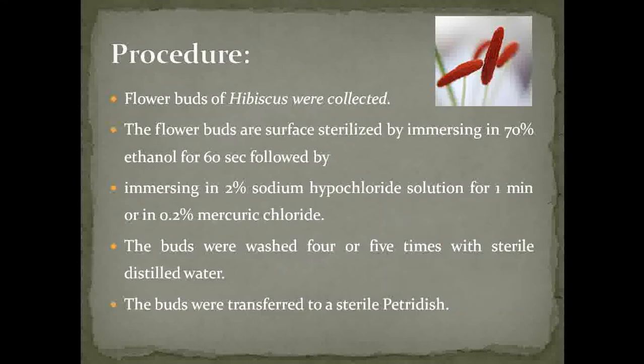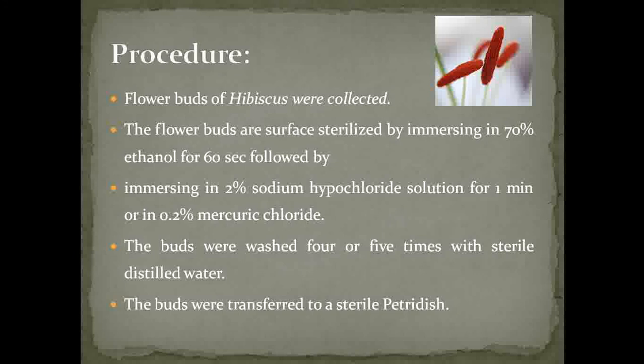Then moving towards the next step, that is the procedure. Here is how we are going to perform the anther culturing. Firstly you have to collect the buds of the flower. Here I will take the hibiscus, but you can take any flower. You have to collect the flower buds.